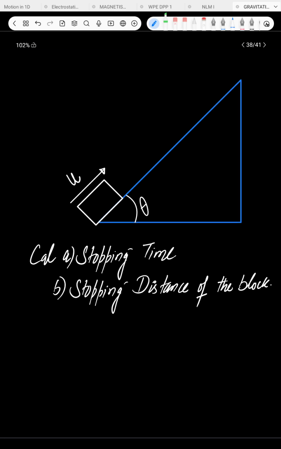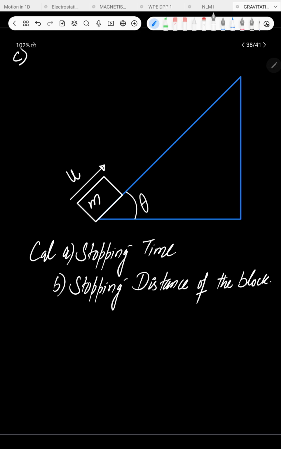Now we have one more part in this problem, that is part c. In this video part, what we are going to do is that this block, whose mass is m, is thrown in the upward direction, up the inclined plane. So that means the initial velocity of the block is directed upwards. This is the direction of the initial velocity.